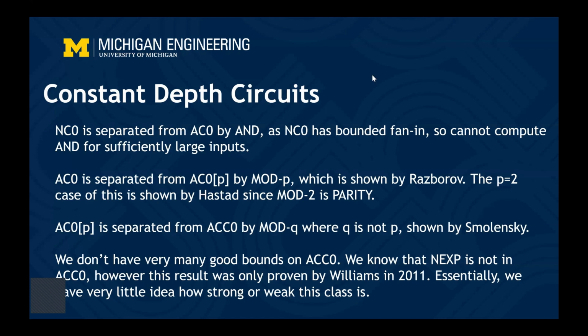And then the question is, what happens if we give our circuits a more powerful kind of gate? AC0[p] gives AC0 circuits the ability to use mod p gates for prime p. It tallies the number of inputs and, sorry, it outputs whether the count is 0 mod p.